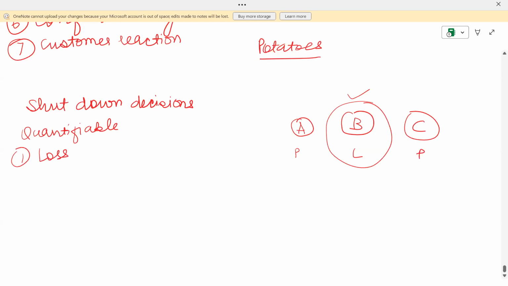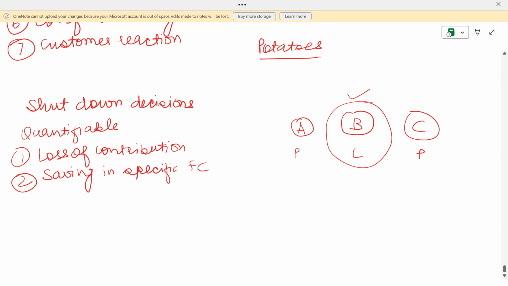First of all, you're going to lose the contribution. Let's suppose I'm talking about department B: whatever contribution this department is earning is going to get lost. Any saving we get in specific fixed costs also counts. Probably there is a total fixed cost of $100,000, but $20,000 of this is because of this department. So if we close department B, we also save $20,000.